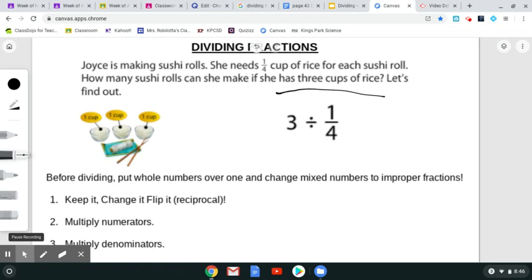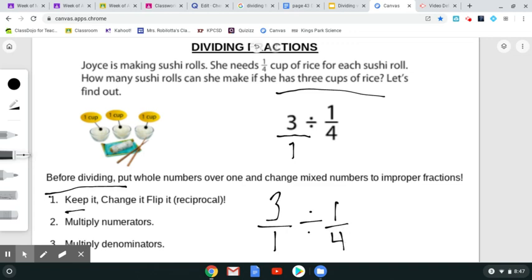Okay? So I'm going to look right here, and it says before dividing, follow these steps. Put whole numbers over 1, change mixed numbers to improper. So I don't have any mixed numbers here, but I do have a whole number, and I'm going to put it over 1. So now I'm left with 3/1 divided by 1/4. And now I'm going to keep it, change it, flip it. If it helps, write the letters. Keep it, change it, flip it.